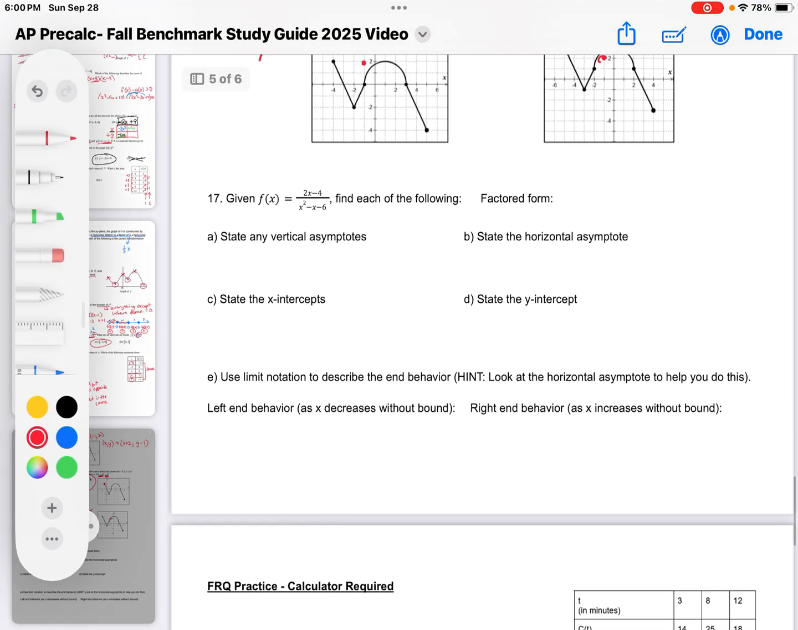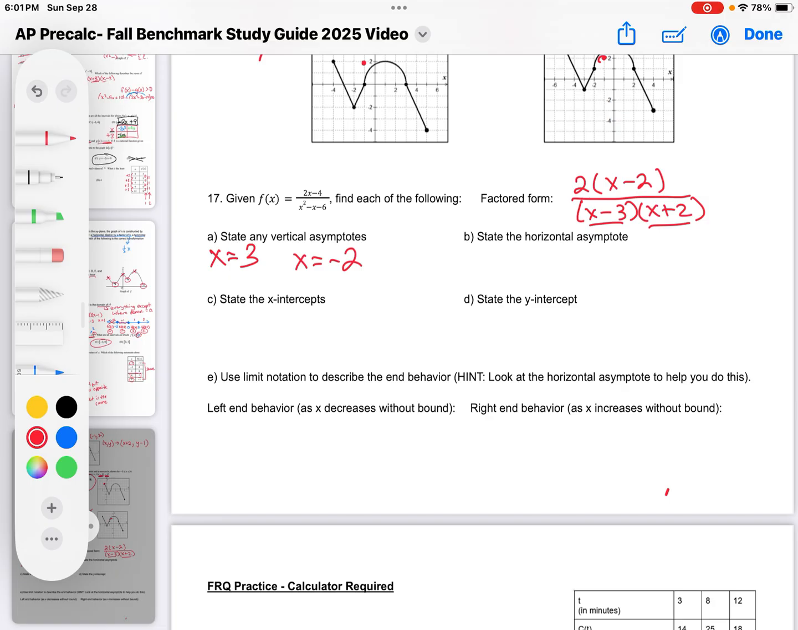All right, number 17. This will be the last one that I do. For this one, we want to first figure out the factored form of this function. So 2x minus 4, I'll write that as 2 parentheses x minus 2. On the bottom, I'll factor that as x minus 3, x plus 2. And now it says state any vertical asymptotes. Well, I don't see any cancellations, so I have 2 vertical asymptotes, x equals 3, x equals negative 2.